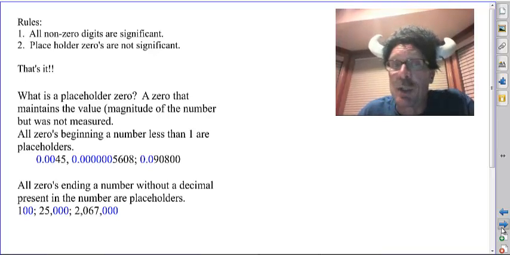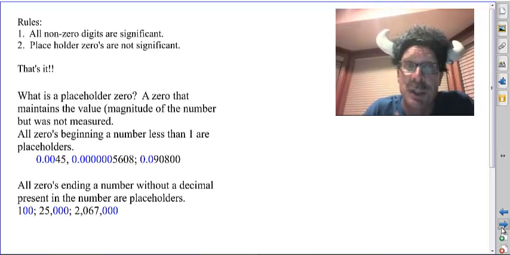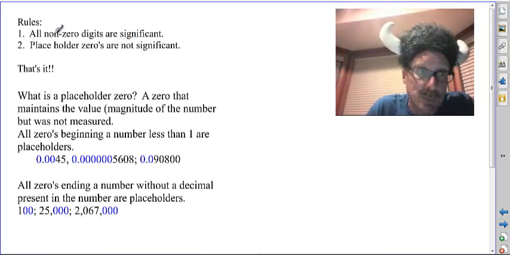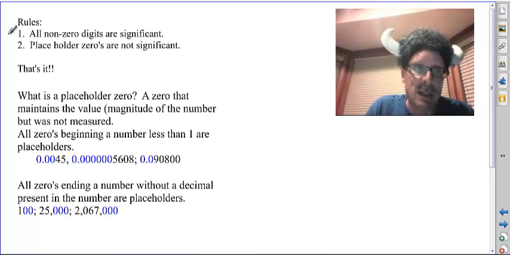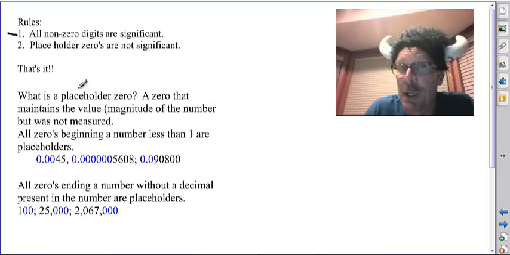Okay. So when I'm looking at a number, what numbers are significant? Well, I've narrowed it down to 2 rules. You can go read your Pearson textbook and it will have more rules there, but it really comes down to 2 rules. When I'm looking at a written number, any number 1 through 9, 1, 2, 3, 4, 5, 6, 7, 8, 9, all non-zero digits are significant numbers, meaning they were actually measured by the tool.